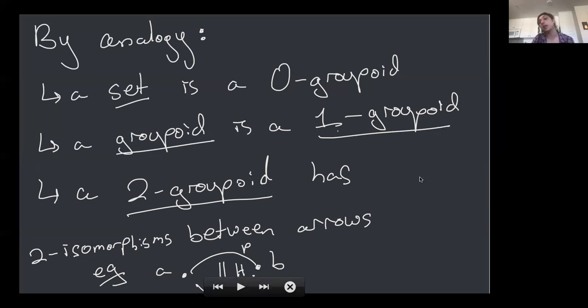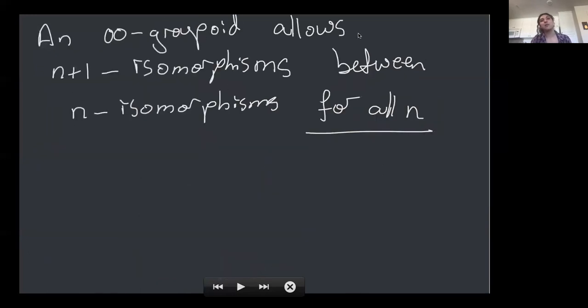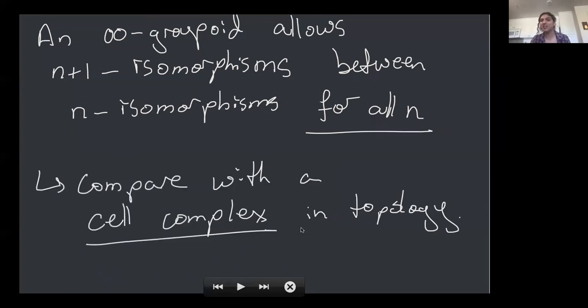And again, I'm going to bring this up in a slide or two, but this feels like we're building a CW complex, right? You give me my zero cells, and then you give me my one cells, and then you give me my two cells. And does this look familiar? Of course it does. An infinity groupoid allows n plus one isomorphisms between the n isomorphisms for all n simultaneously. So you just keep doing this. And this is exactly like a cell complex in topology, like I was just saying. So you have your zero cells, your one cells, your two cells. And anytime I have a boundary of one cells, I can fill it in with a two cell if I want to.